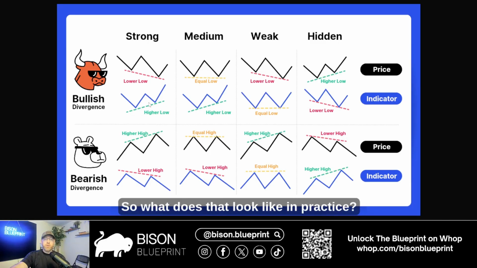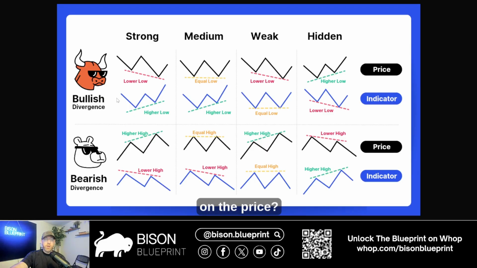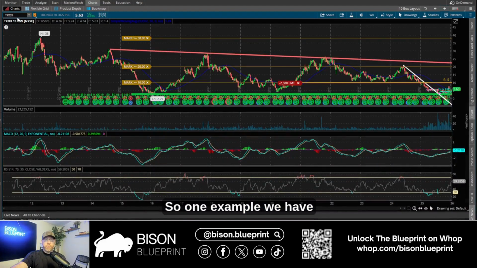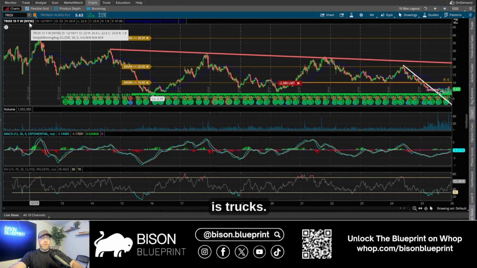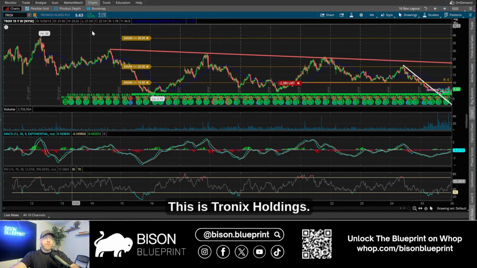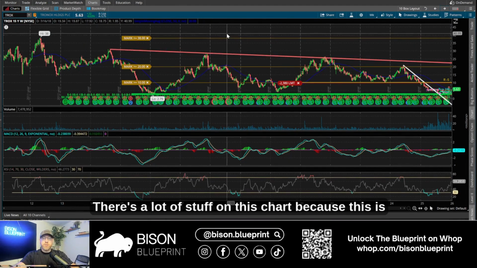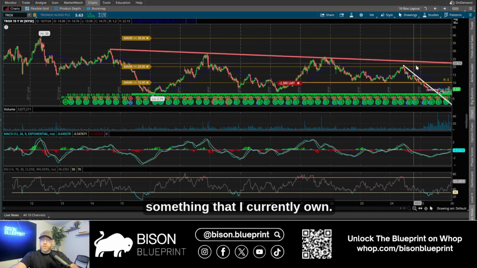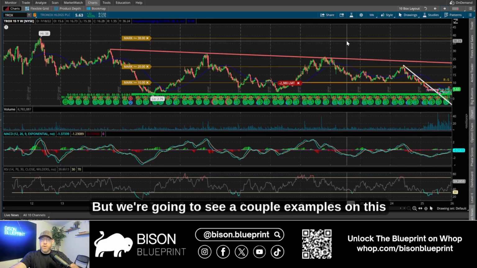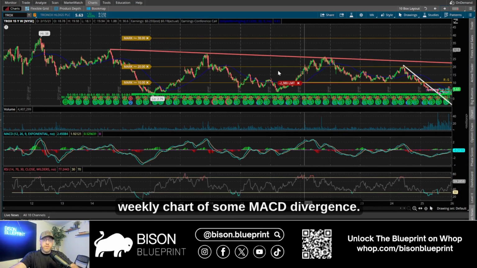So what does that look like in practice? Where can we find an example of a lower low in price and a higher low on the MACD, or an equal low in price and a higher low on the MACD? One example we have is TROX. This is Tronox Holdings. There's a lot of stuff on this chart because this is something that I currently own. But we're going to see a couple examples on this weekly chart of some MACD divergence.